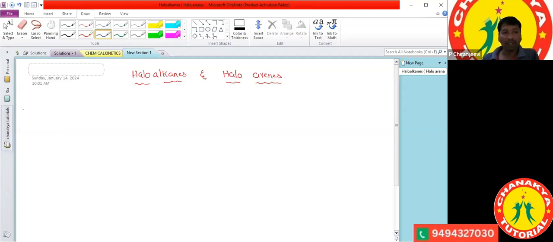Generally, alkyl halides can be represented as RX. In this, R is nothing but the alkyl group. First of all, what is meant by the alkane? What is meant by the alkane, Ritu?